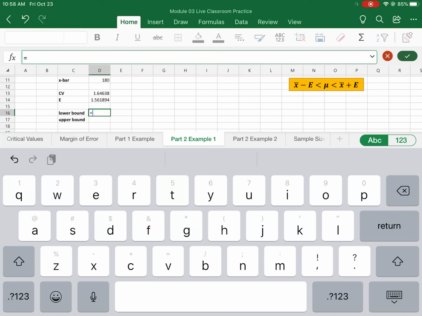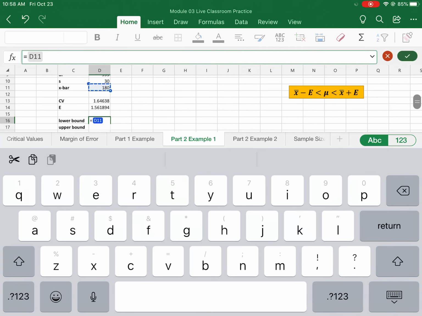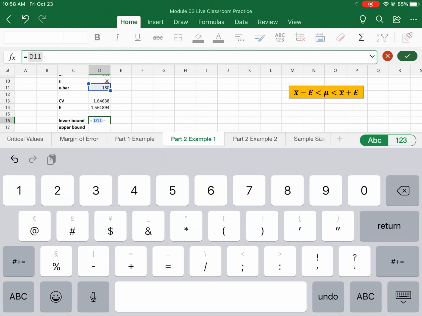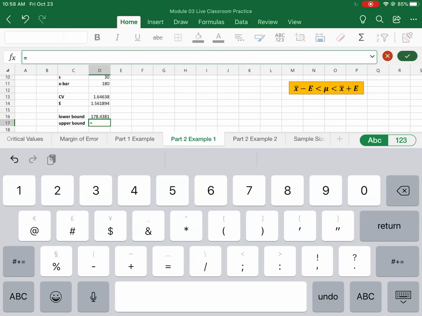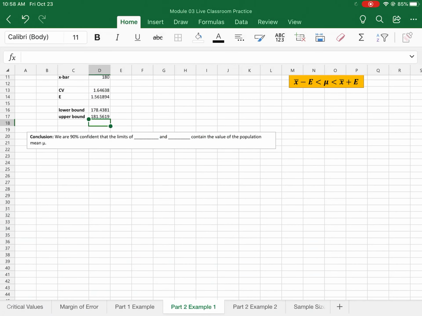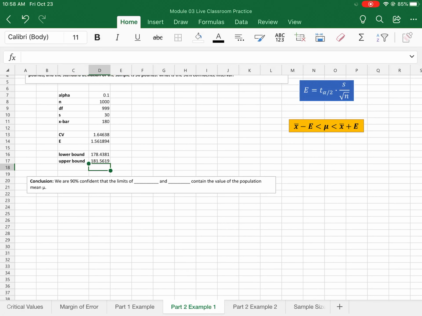So remember your lower bound, you're going to take your sample mean and subtract your margin of error. And then to get my upper bound, I'm going to take my sample mean and add my margin of error. So if I was interpreting this, we are 90% confident that the limits of 178.44 and 181.56 contain the value of the population mean mu. So hopefully you did well on that.